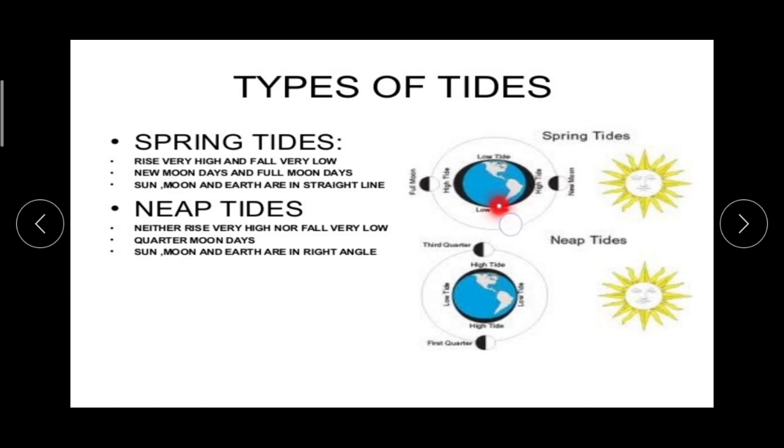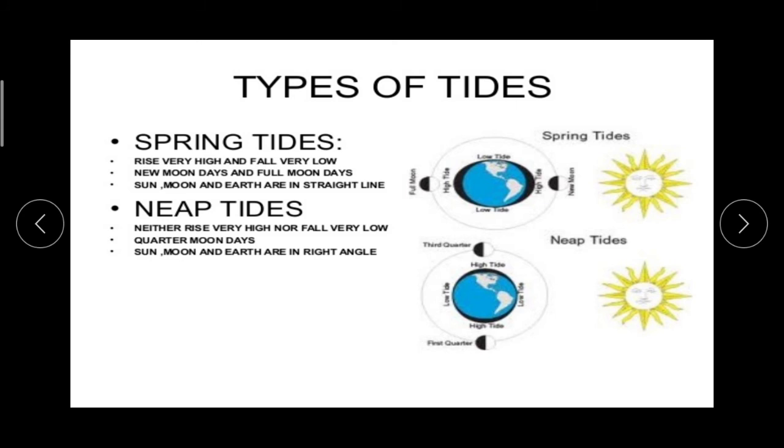Rise very high and fall very low. Spring tides occur on new moon days and full moon days, when the sun, moon and earth are in a straight line. In the first one you can see the image of spring tides, where the moon, the sun and the earth are in a straight line. Now about the neap tides: they neither rise very high nor fall very low.